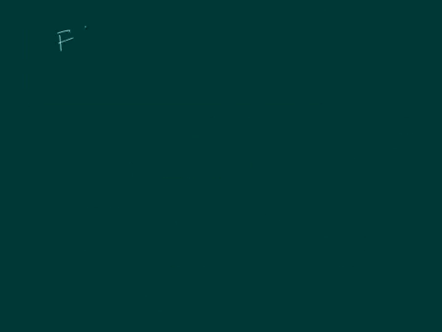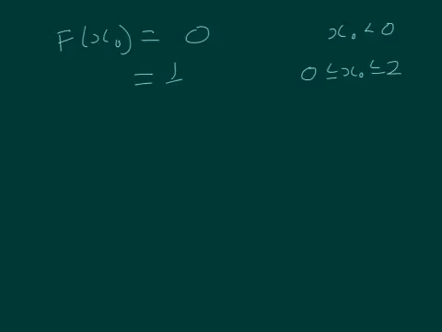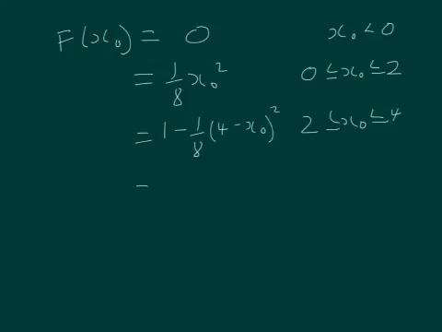So we've got F of x naught. Well, if x naught is negative, then there's no probability. If x naught is between 0 and 2, it's 1/8 of x naught squared. That's what we got on the last screen. When x naught is between 2 and 4, it's 1 minus 1/8 of 4 minus x naught all squared. And then once we go over 4, the cumulative probability has got to be 1.